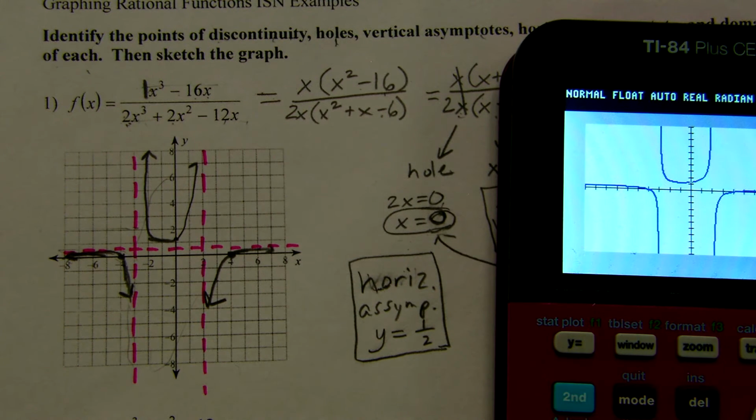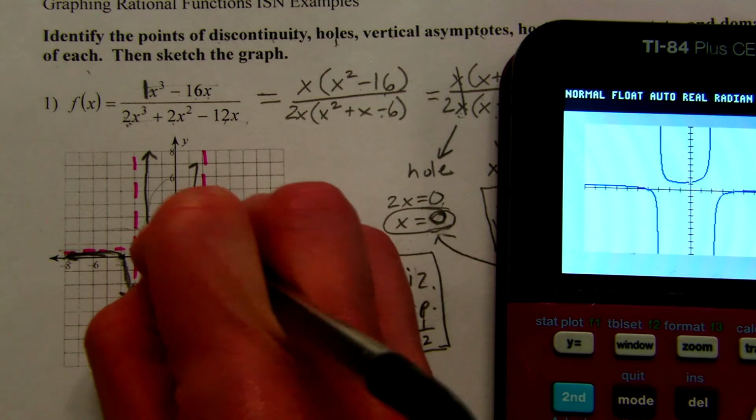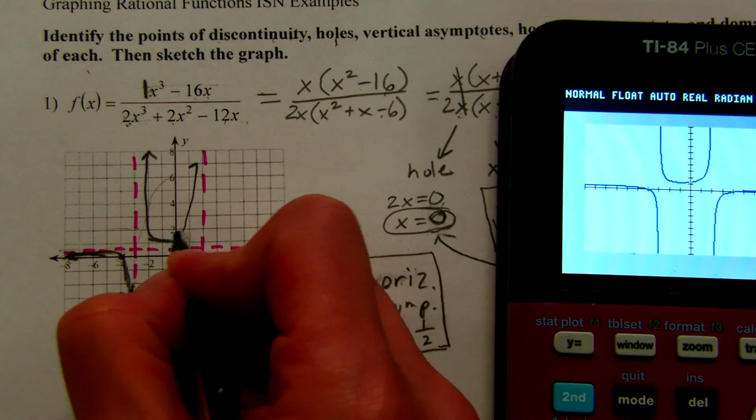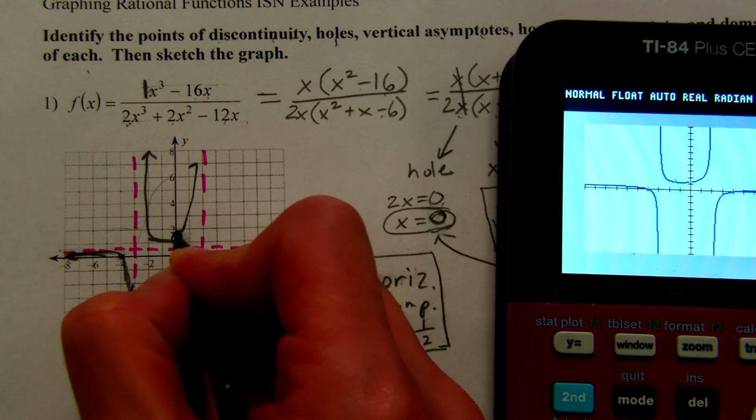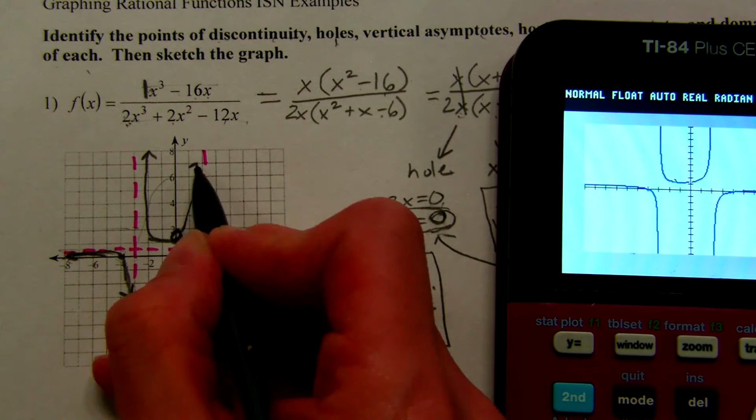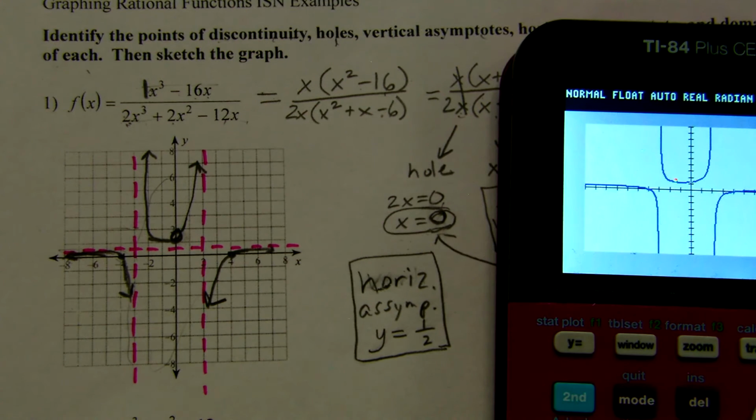So where this graph appears to cross the y-axis at a little bit more than 1, we're going to make a little hole right there at 0. And then it's just like a little hole in the middle of that U shape. And that's the other piece that the graphing calculator does not give you.